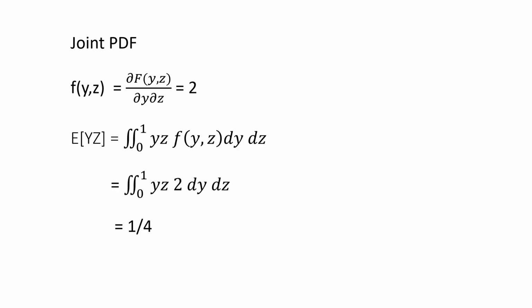Differentiating this CDF with respect to y and z, we get the PDF equal to 2. We put this PDF into the expectation formula and then integrate it from 0 to z and then 0 to 1. There would be two limits. There's a typo here, sorry about that. We get the expected value equal to 1 by 4.